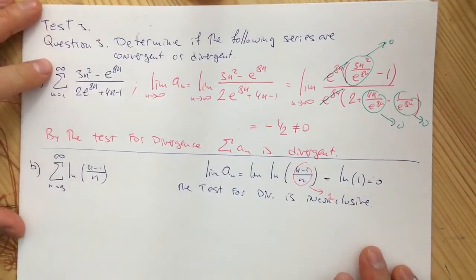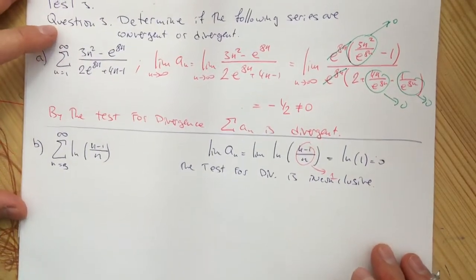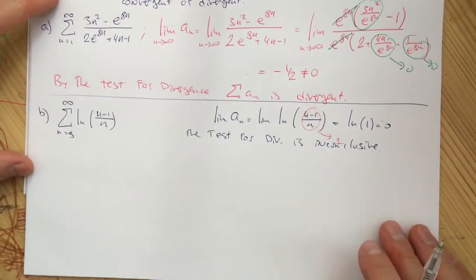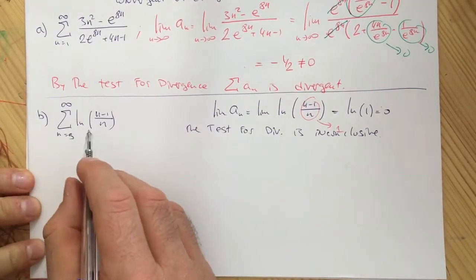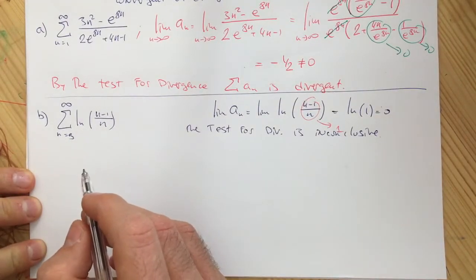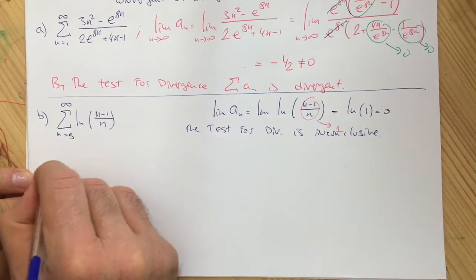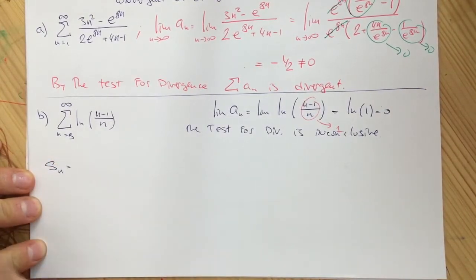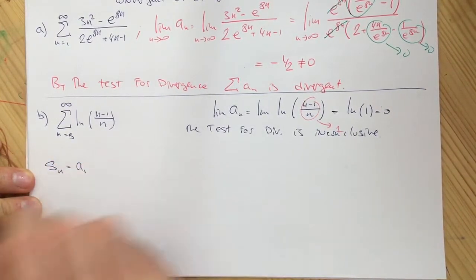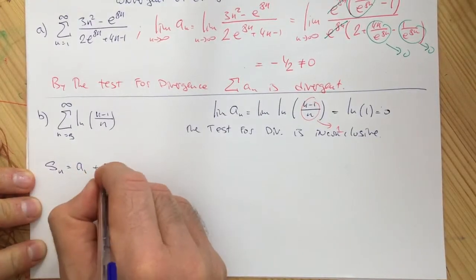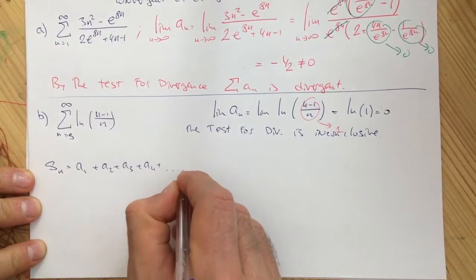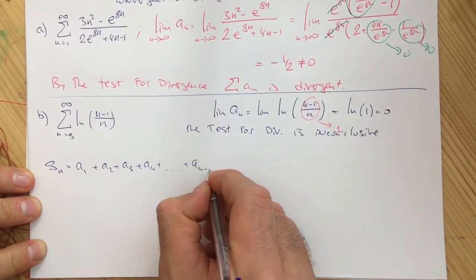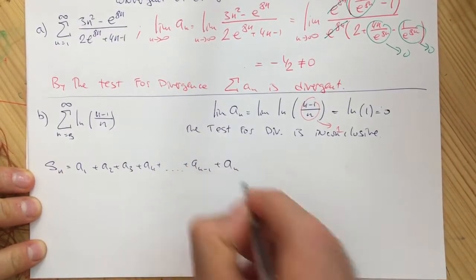Well, we talked quite a lot about this series, that this is nothing else but a telescoping series in disguise. We prove whether the telescoping series converges or diverges by writing out Sn. Just to remind you, Sn is the nth partial sum, so that's a1 plus a2 plus a3 plus a4 plus and so on, plus an minus 1 plus an.